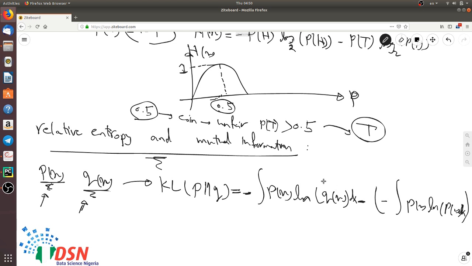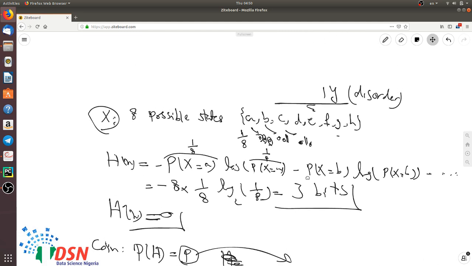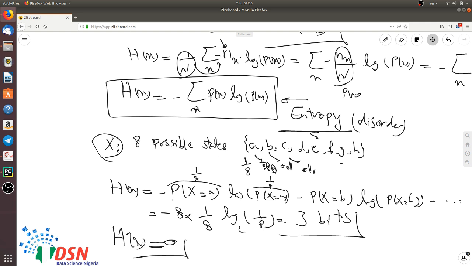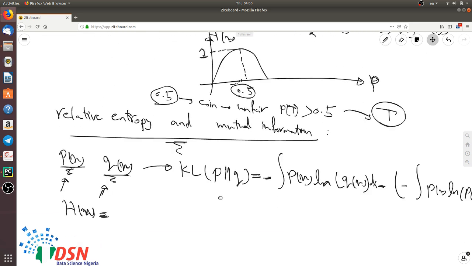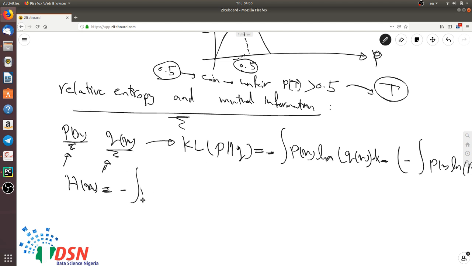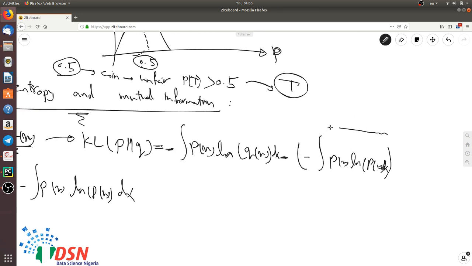You should just know that in the continuous case, the entropy for variable x, if you look at this equation, this was for a discrete random variable. So if we have a continuous random variable, it will be the integration of p of x ln p of x dx. Okay, so this is actually the entropy of x, and we sometimes call it cross entropy between the P and Q distributions.